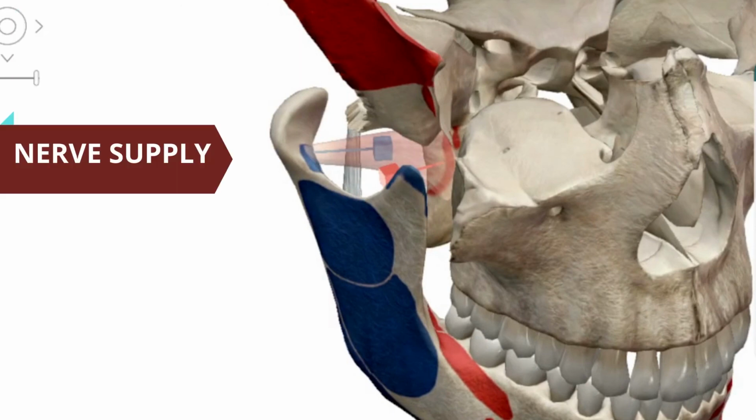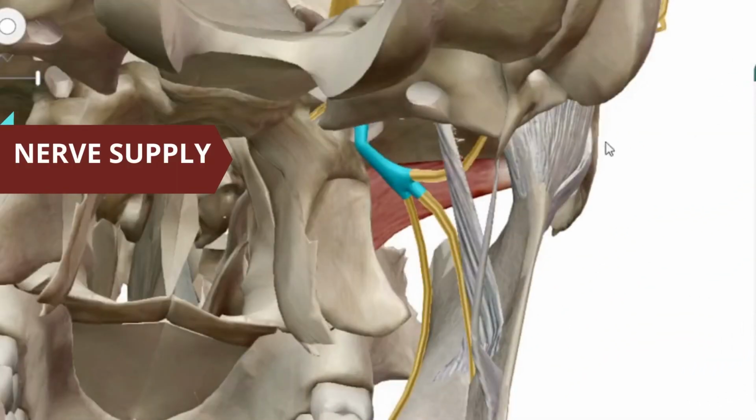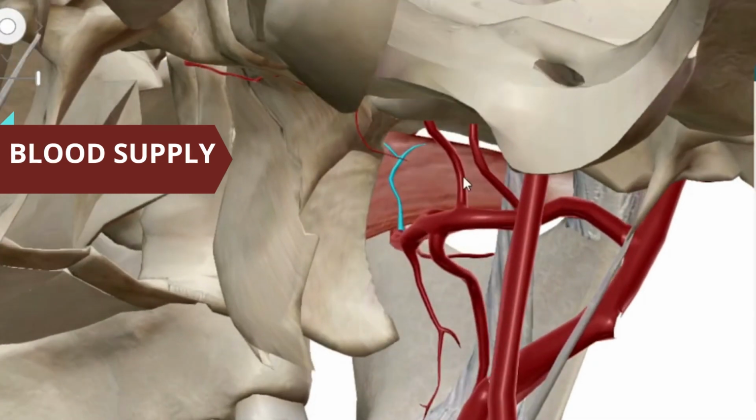Now supply. It is supplied by the mandibular nerve, which is a branch of the fifth cranial nerve, the trigeminal nerve, and the muscle is supplied by the lateral pterygoid artery, which is a branch of the maxillary artery. In the medial pterygoid, the medial pterygoid branch was supplying the medial pterygoid. In contrast, in the lateral pterygoid, the lateral pterygoid branch, which is a branch of the maxillary artery, supplies the lateral pterygoid muscle.